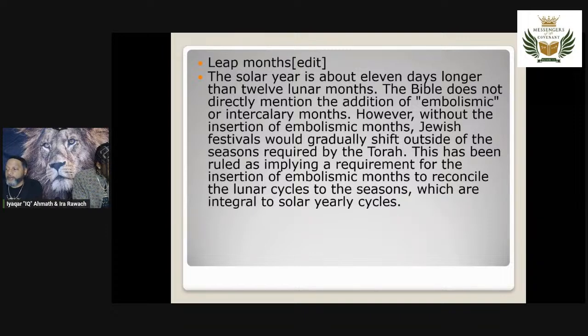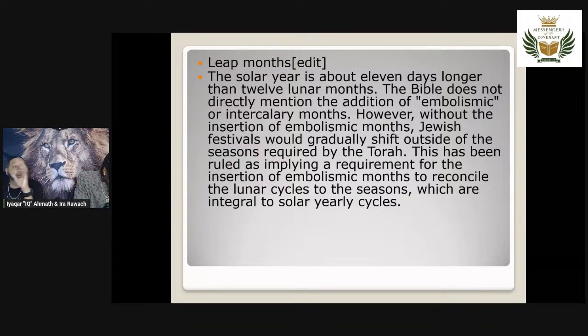Is it 349? No, it's from 365. The solar year is 365 days, right? And it said that it was going to be 11 days longer than the lunar months. 354, right?